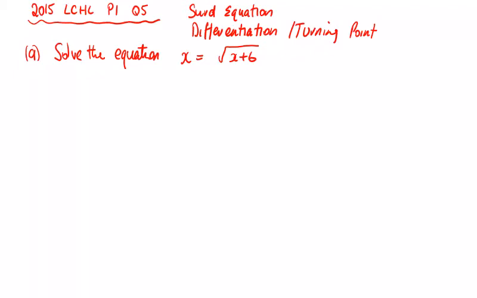2015 Leaving Cert Higher Level Paper 1 Question 5. Solve the equation x is equal to the square root of x plus 6. So we need to square both sides. Let's get rid of the square root. Bring my x and my 6 across.